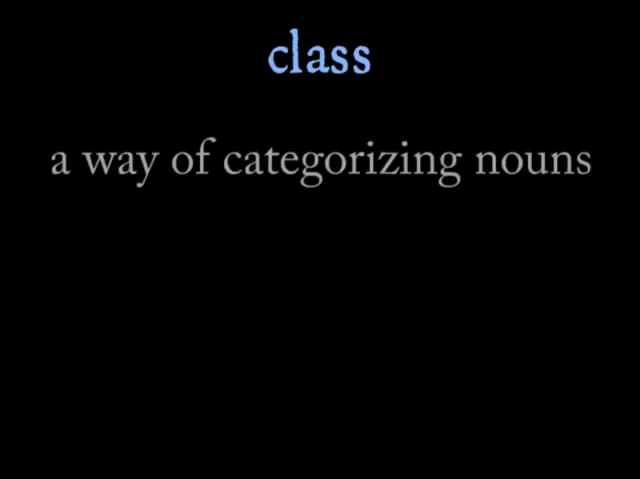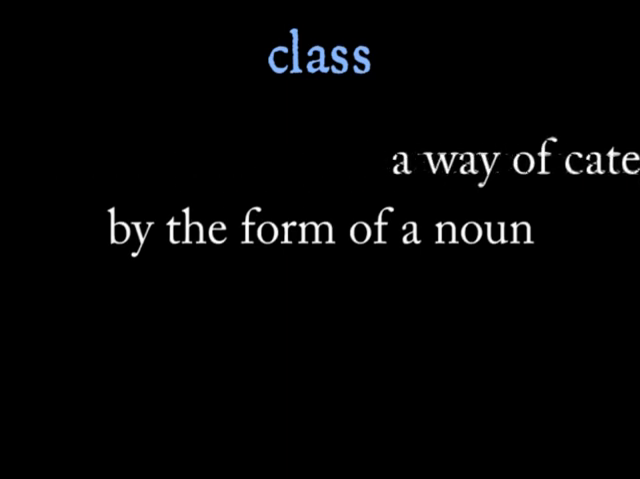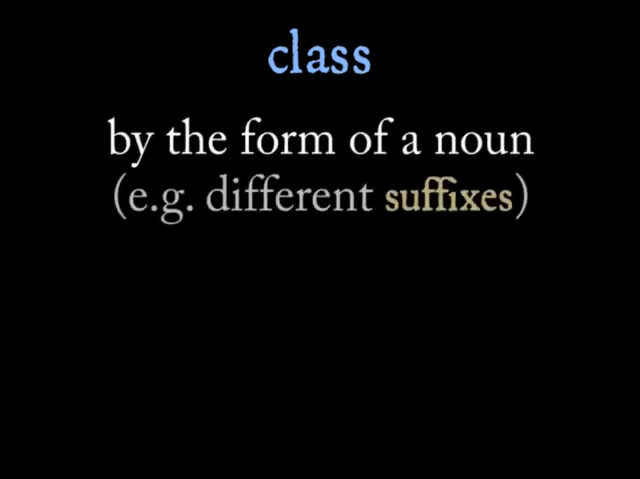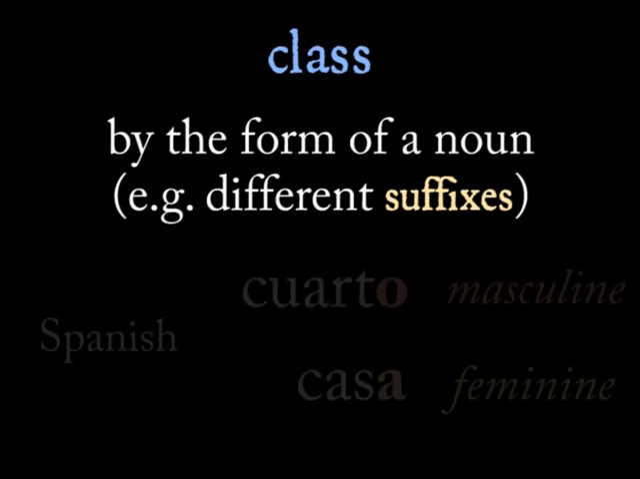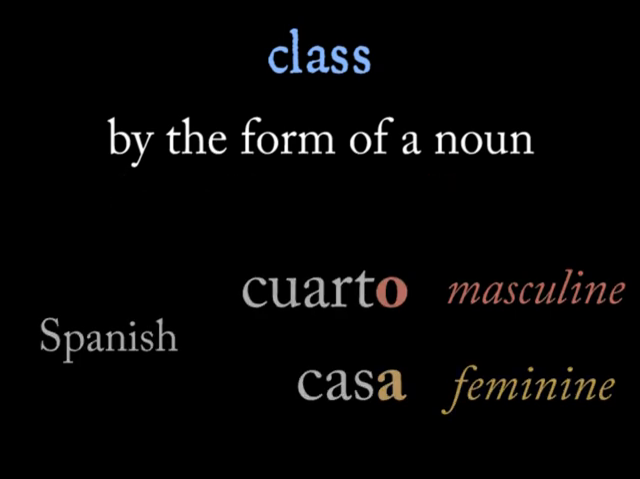Let's start with the property known as class. Class allows languages to categorize or group nouns. Class can be based on the form of a noun. For instance, in the Romance languages, the noun's ending, its suffix, often reveals the noun's class. Nouns that end in o in Spanish are masculine, but nouns that end in a are feminine, even though el cuarto means a room and la casa means a house. So there's not much relation between meaning and gender.